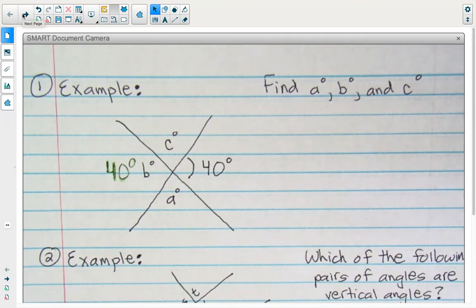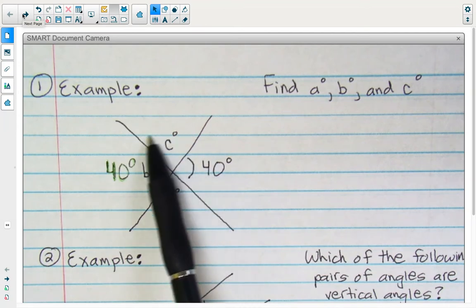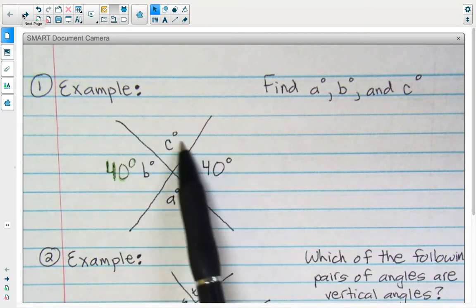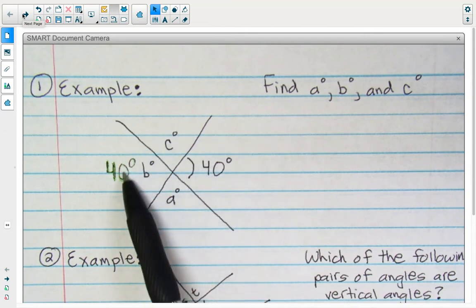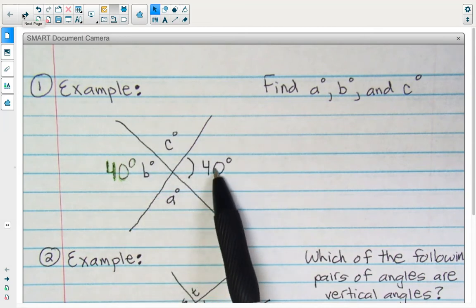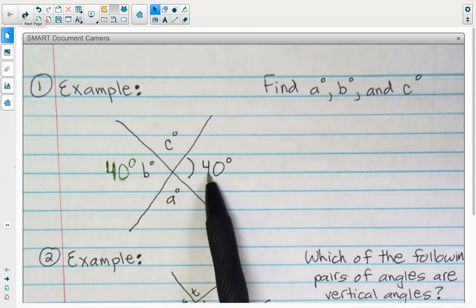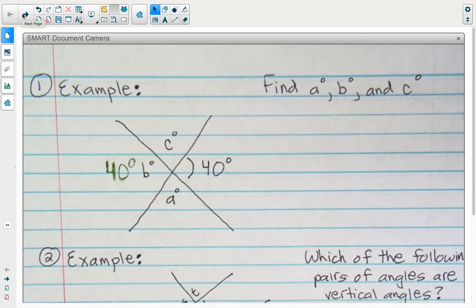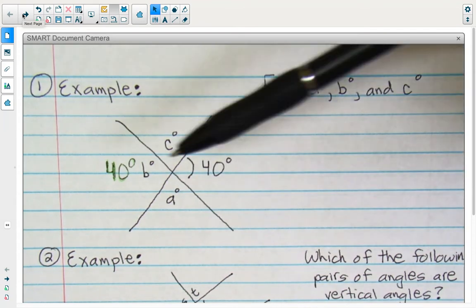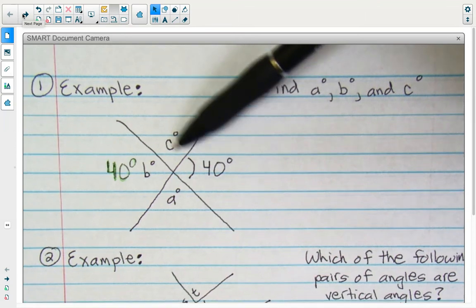Or I know that this is a circle, so I'm going to try to air draw it with my pen here. I'm making a circular motion. And there are 360 degrees in a circle. So I could add these two up, subtract from 360, and divide by 2 because these are vertical angles. So we have some different approaches. I'm going to use the approach that I know that these are supplementary angles.